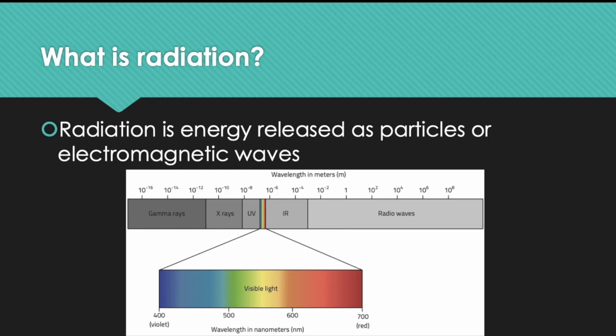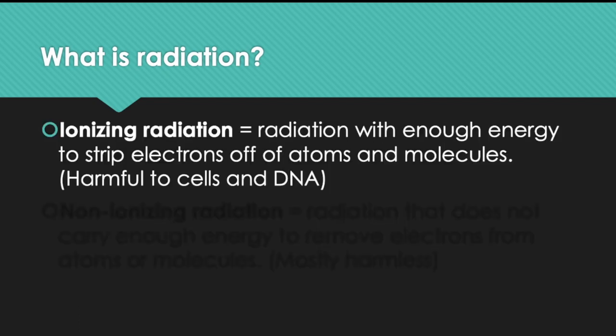That's because there's really two types of radiation. There's radiation that is harmful, which is called ionizing radiation. Ionizing radiation has enough energy in it to strip the electrons off of atoms and molecules. And this can be very harmful because when you're ripping electrons off of atoms, you're disrupting the atomic structure, and that can be very harmful to cells and the DNA inside your cells.